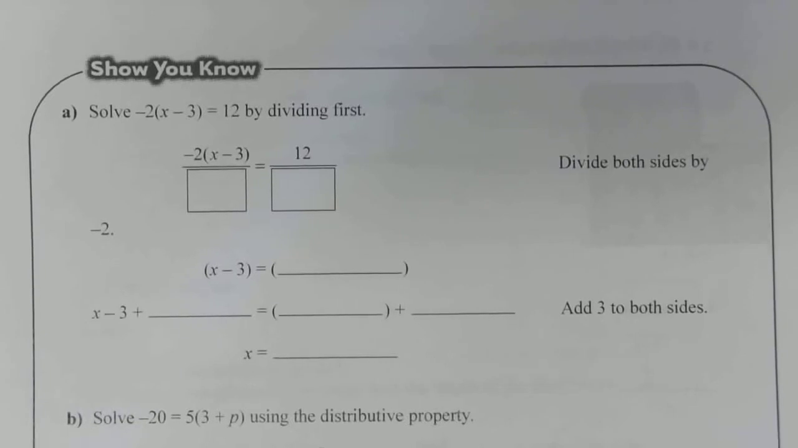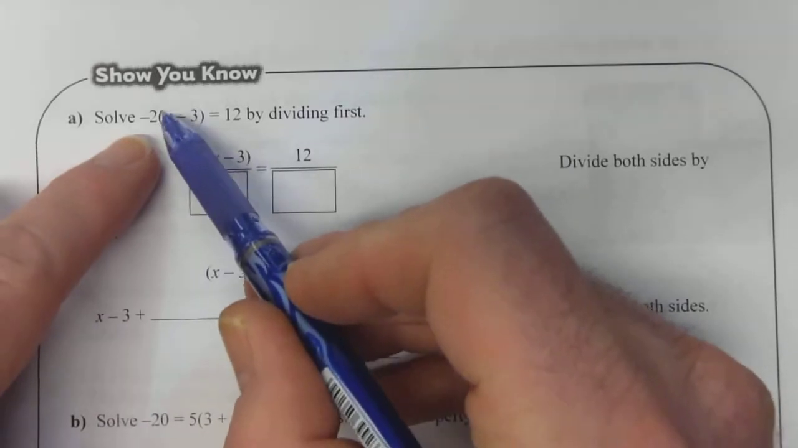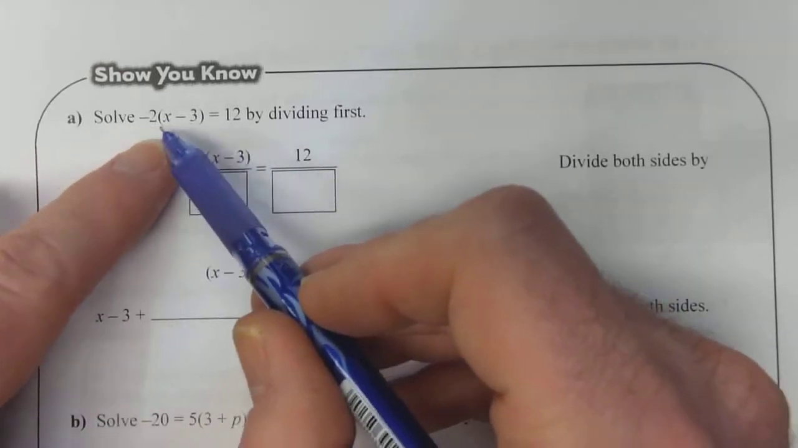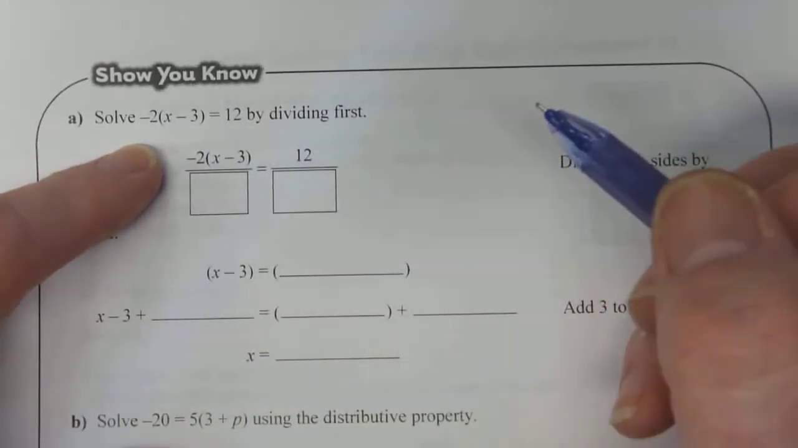All right, let's take a look at the show you know. So solve negative 2 times x minus 3 equals 12 by dividing first. So we've got negative 2 times x minus 3. So we're going to do division of this negative 2 to get it out of the way.